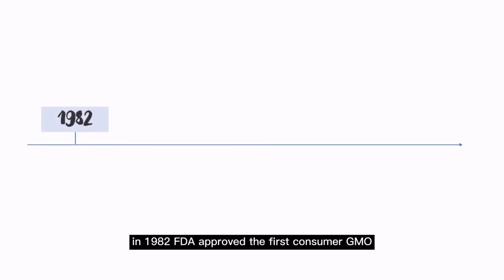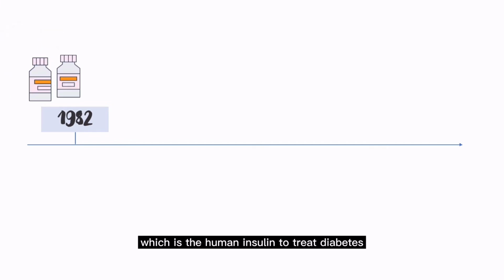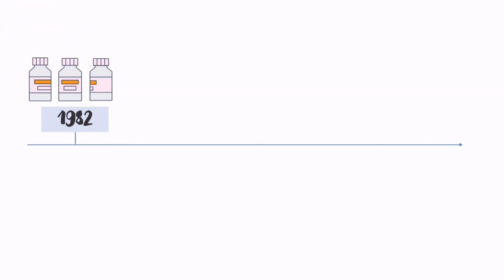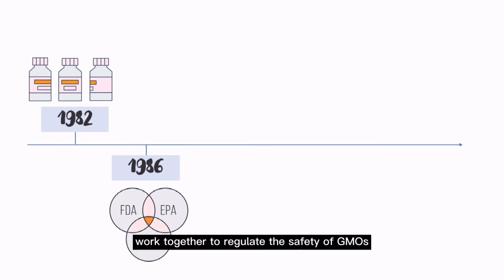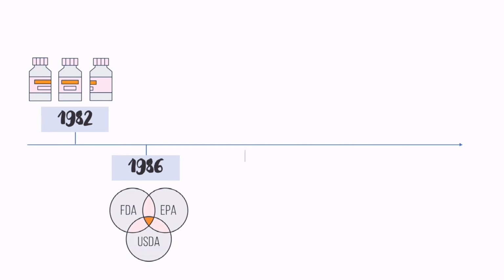In 1982, the FDA approved the first consumer GMO product developed through genetic engineering, which is human insulin to treat diabetes. In 1986, the federal government established the Coordinated Framework for the Regulation of Biotechnology. This policy described how the U.S. Food and Drug Administration (FDA), U.S. Environmental Protection Agency (EPA), and U.S. Department of Agriculture (USDA) work together to regulate the safety of GMOs.